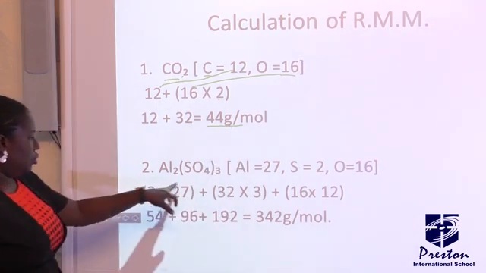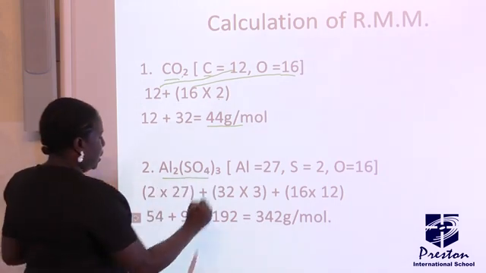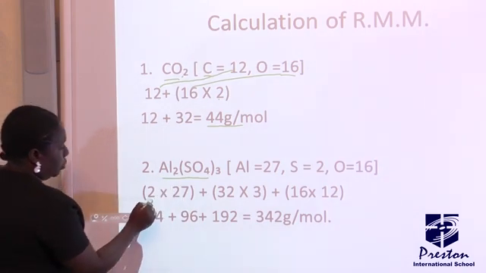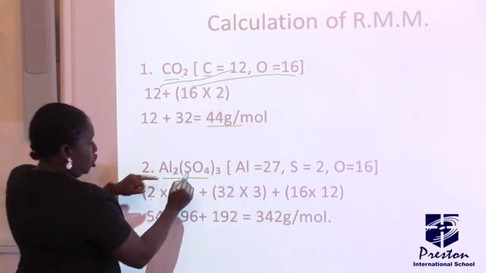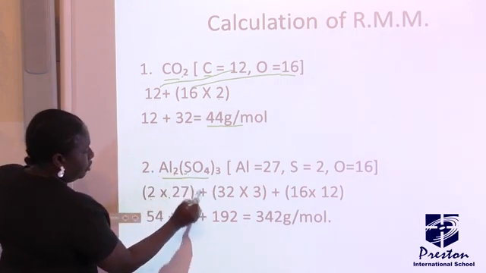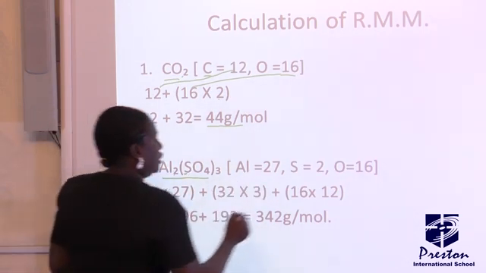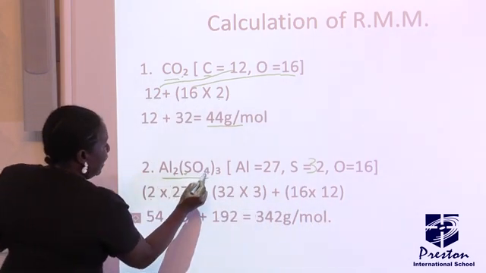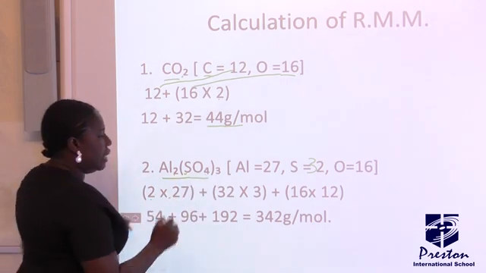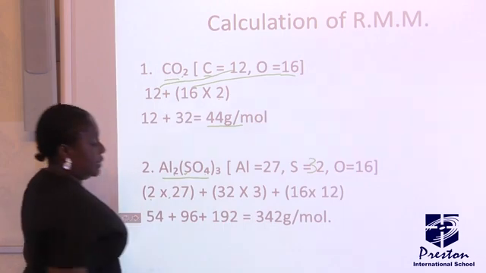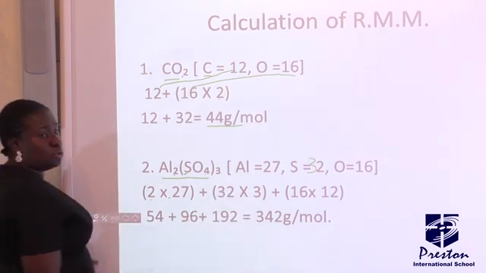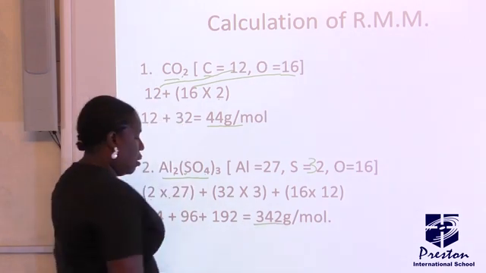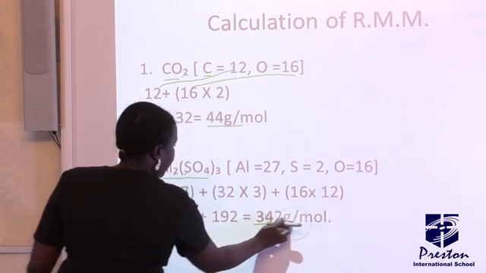The second example: if you have to calculate the relative molecular mass of this, you substitute your values. This 2 is important. Your aluminum is 27. Your sulfur here, you're having 3 of it, so you put the value of sulfur, which is 32, times 3, plus your oxygen here is 4 in 3 places. 4 times 3 becomes 12, and the value is 16. So you put that. By the time you open your bracket and you sum it up, you're going to have 342 grams per mole. Let's look at other examples.